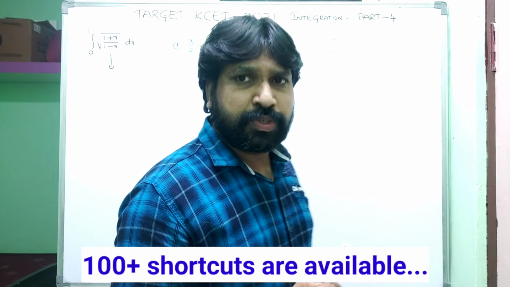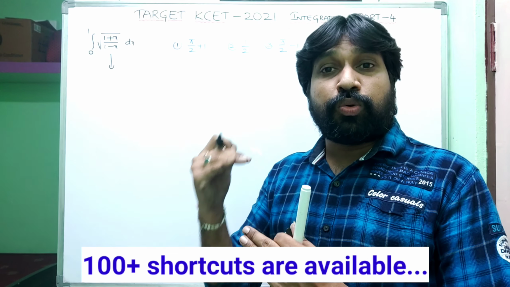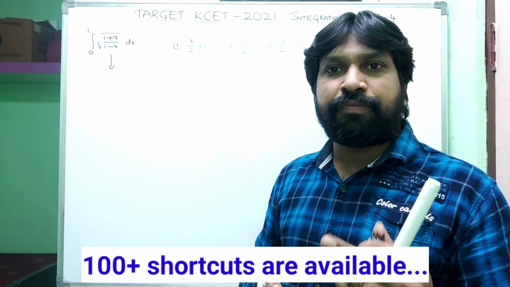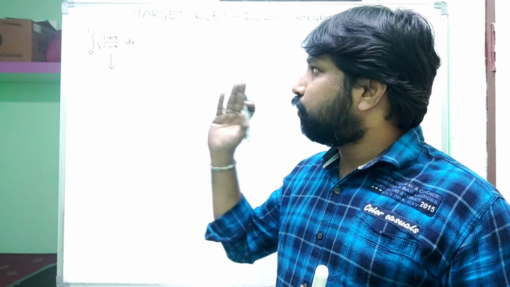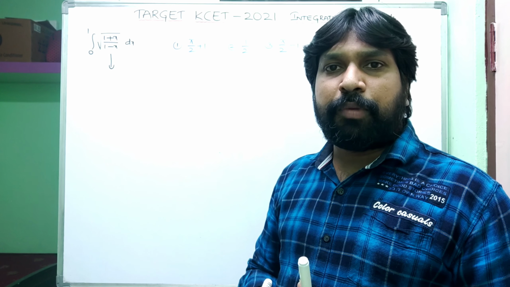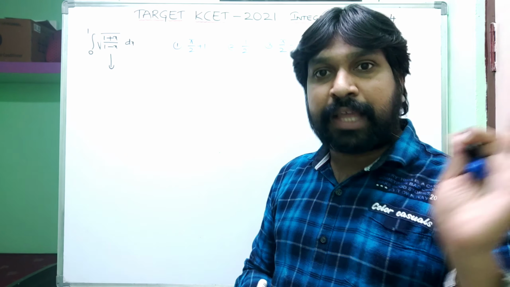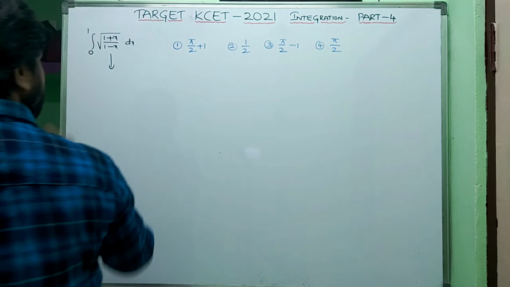But if you solve by using this method, it takes almost 2 to 3 minutes. But instead of that time, you can recognize the answer within a fraction of seconds. If you know the shortcut, you can attempt within 3 to 4 seconds. Within 3 to 4 seconds, you can give the reply.